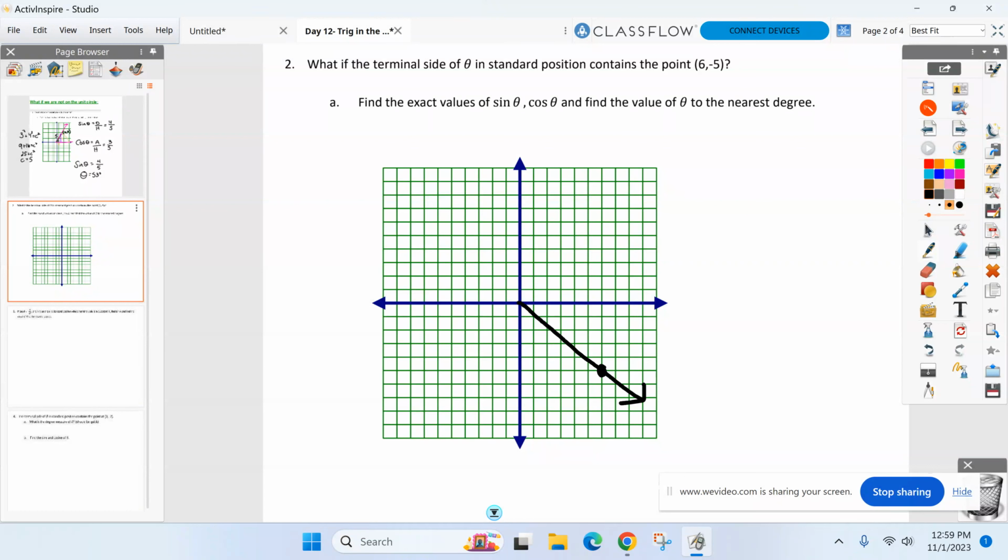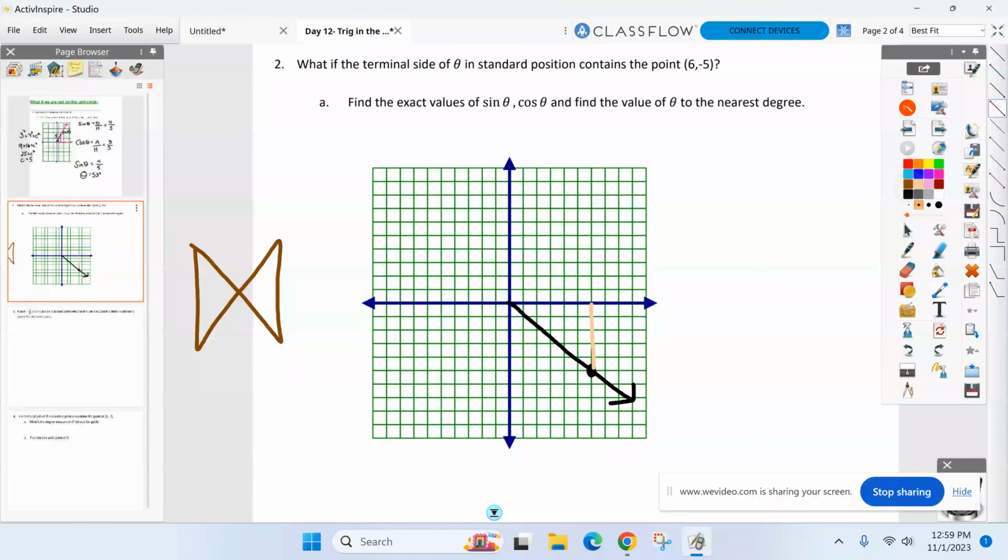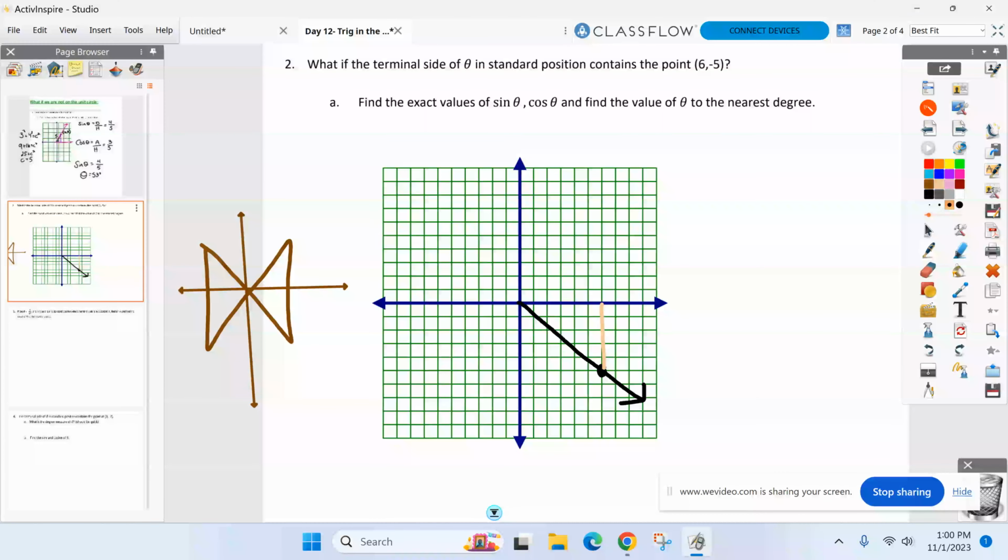You ready to build your right triangle? Is it going to be that one or is it going to be that one? Because both of them are right triangles. You think it's that one? Yep, it is. But let me give you a little quick trick: the old bow tie. That's how you can figure out what your triangle looks like, depending on the quadrant we're in. If you want to remember the bow tie, that's how I always remember how the triangle should look.